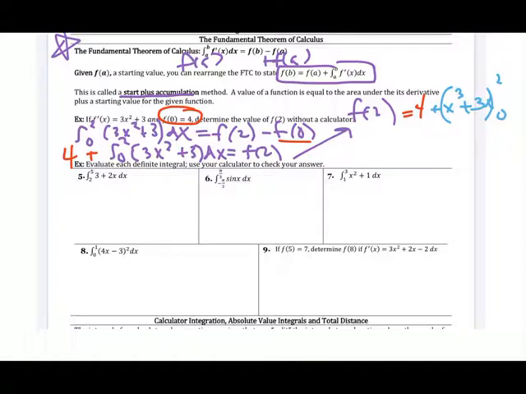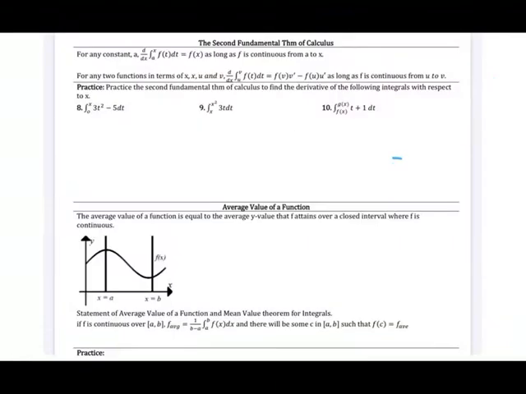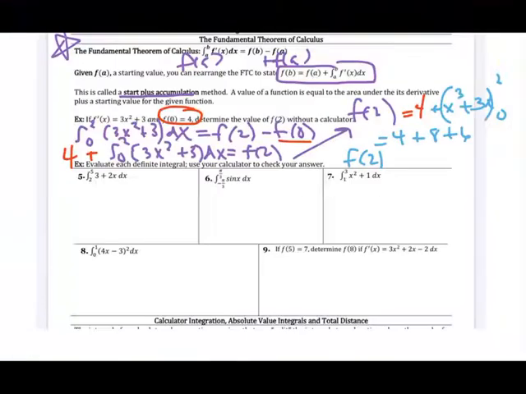Now, if we plug in 0, obviously that's all going to go away, so we're going to end up with f of 2 is 4 plus 2 to the third is 8, 3 times 2 is 6. So f of 2 is going to be equal to 18.